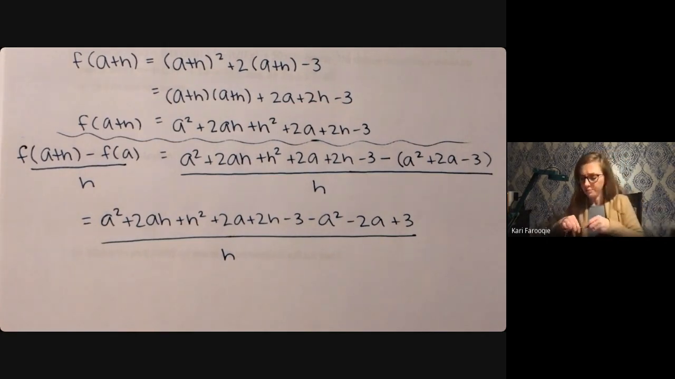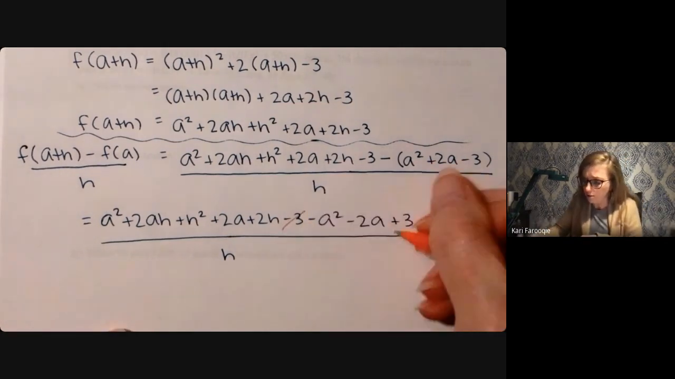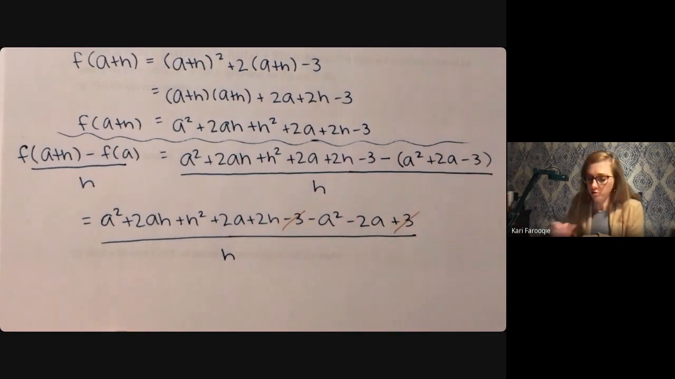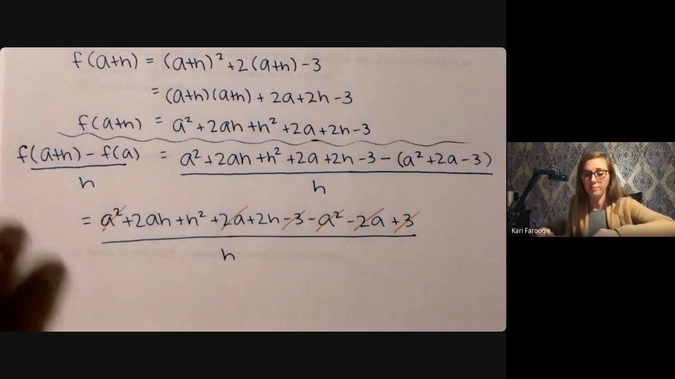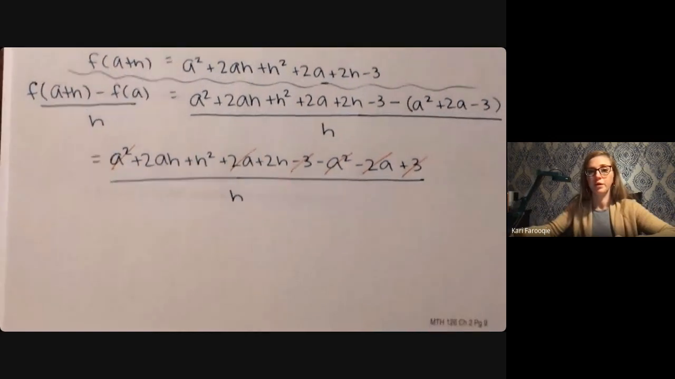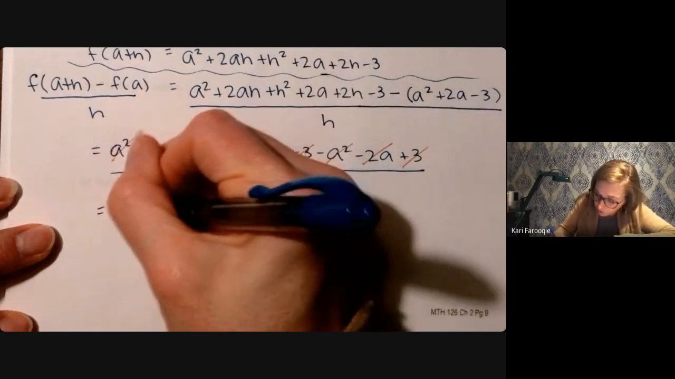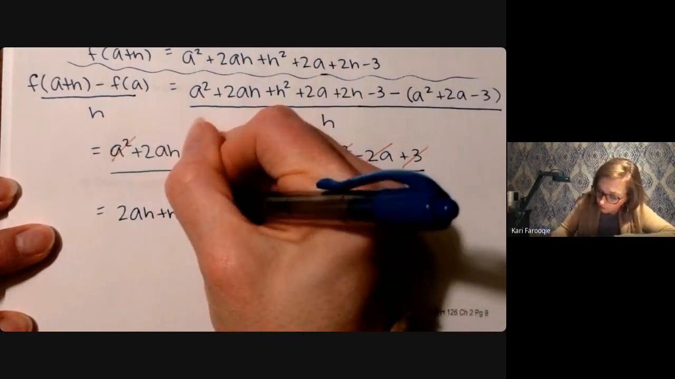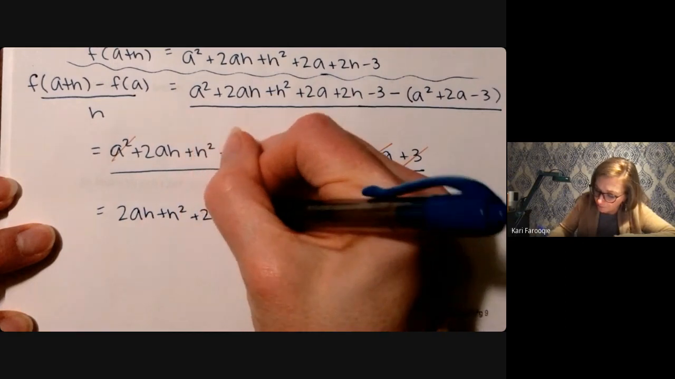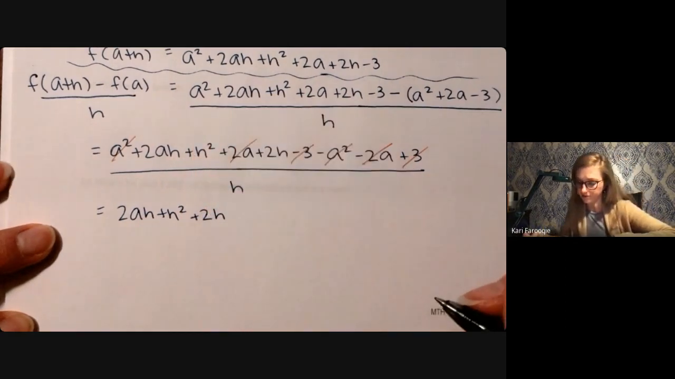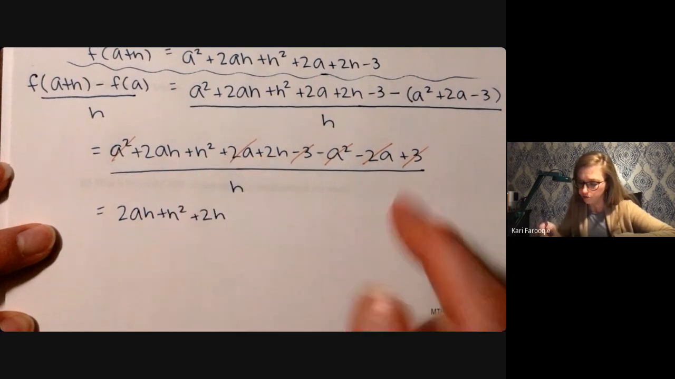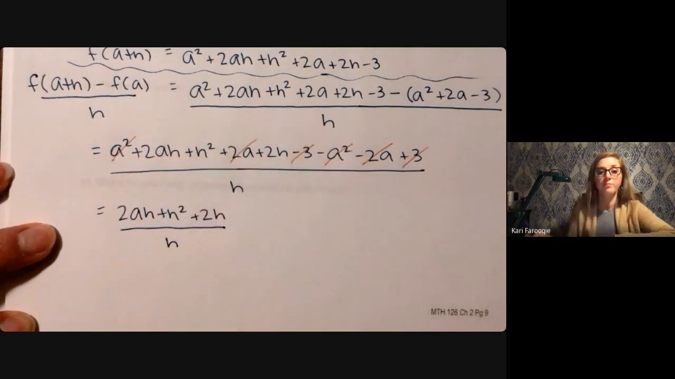What I mean by that is notice that you have a minus 3 and a plus 3. And notice you have an a squared and a minus a squared. And notice you have a negative 2a and a positive 2a. Those are all just going to add up to 0, and you don't need to use them in your difference quotient. So let's see what we have left now. I have a 2ah. I have an h squared. I have a 2h. Is that it? Yeah, that's it. 1, 2, 3. Everything else canceled. Divided by h.